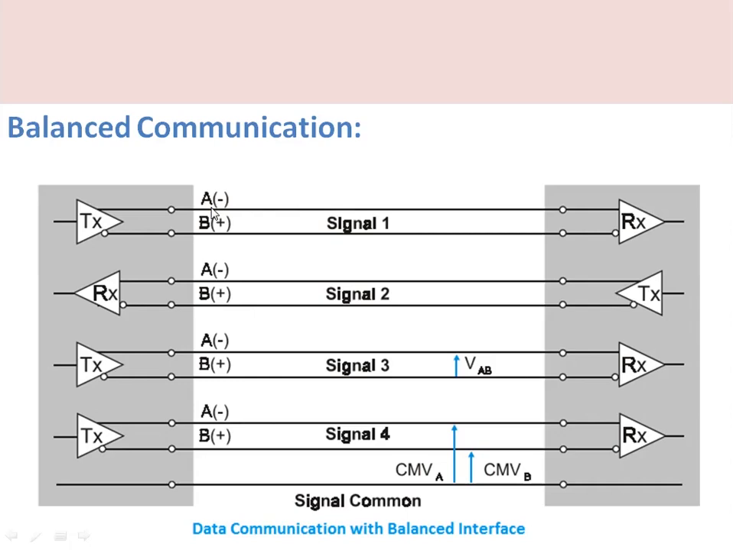RS-485 and RS-422 use this balanced communication. Here the signal is transmitted as a differential signal. Here we can see A and B. This is the differential signal, and it is transmitted, and at the receiver end it is also a differential signal. So the noise which is added to both the wires will be cancelled out at the receiver because it is a differential signal.